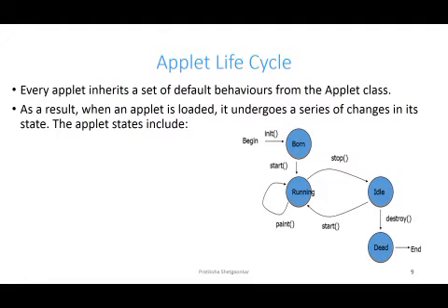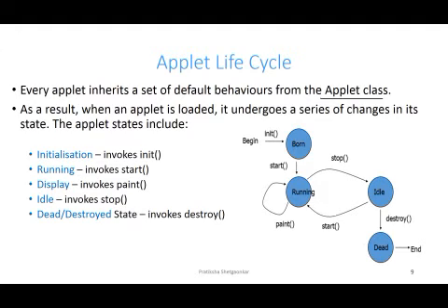As we have seen in the previous slide, every Java applet inherits a set of default behaviors from the Applet class. As a result, whenever the applet is loaded, it will undergo a series of changes in its state, as given here. For example, it may go into the born or initialization state, or the running state, or the idle state, or the destroyed or dead state. The applet enters the initialization state whenever it is first loaded, and this is achieved by calling the init method of the Applet class.